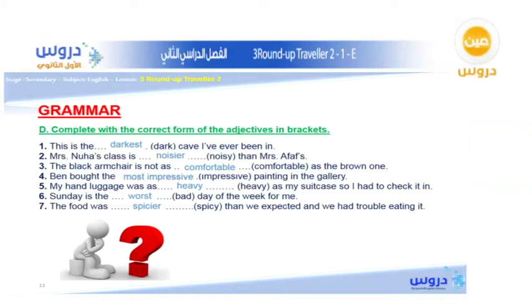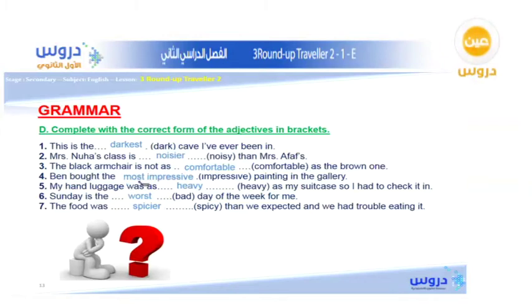The first one is superlative, so you have to add est: darkest. The second is noisier, because it is a comparison between two parts, Noha's class and Afaf's class. Also here, in number 3, not as comfortable. If you face as and as here, you have to write the same adjective without any changing.